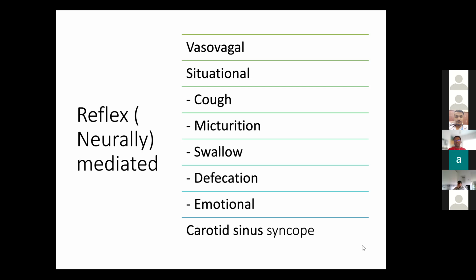Vasovagal is the most common form of reflex-mediated syncope, and up to one third of the population can have a vasovagal episode in their lifetime. Carotid sinus syncope is seen most commonly in the older age groups.